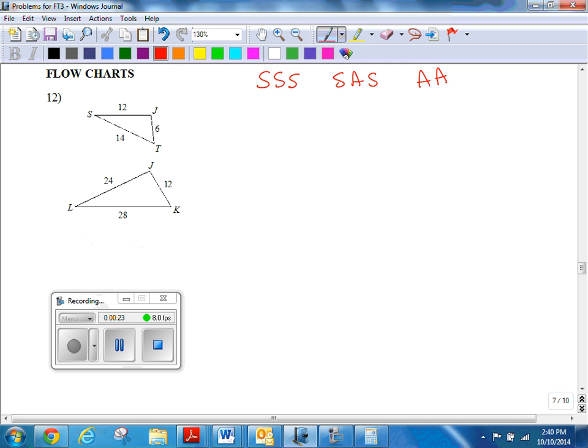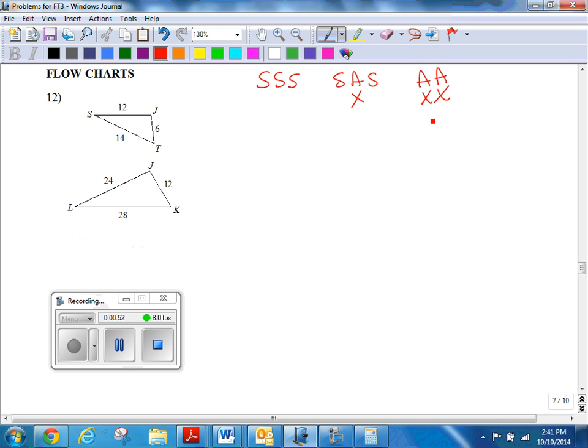Now, it looks like if I look at the inside of my triangle here, I don't have any information about the angles in there whatsoever. None of the angles are marked, and none of the angles have any numbers in them at all. So we don't have any information about the angles. That means we can't use angle, angle, and we can't use side, angle, side, because we don't know any of the angles. So that leaves side, side, side.